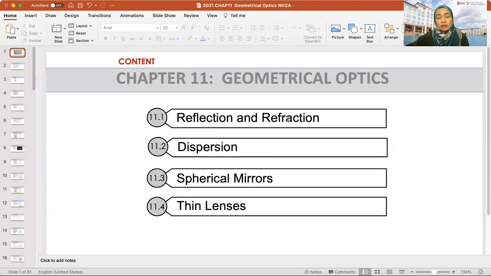So reflection and refraction, I believe you have learned this in high school, but it's okay, kita akan belajar balik. And then dispersion, I think is new. Spherical mirrors pun dah pernah belajar, but okay, kita akan belajar balik. And then thin lenses, I think it's new for you guys. So let's start.